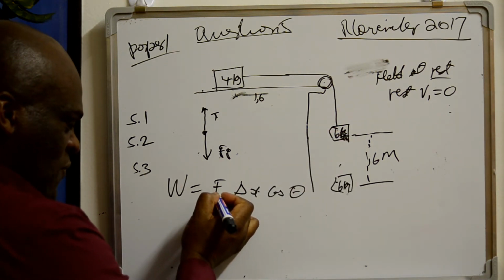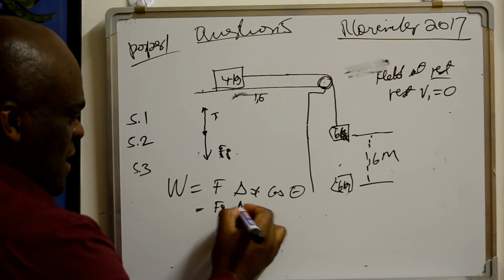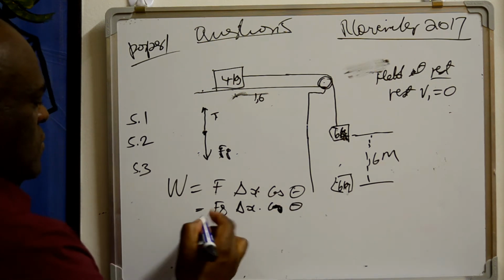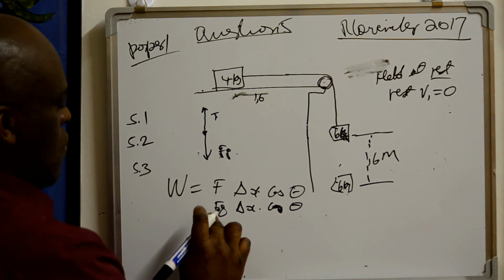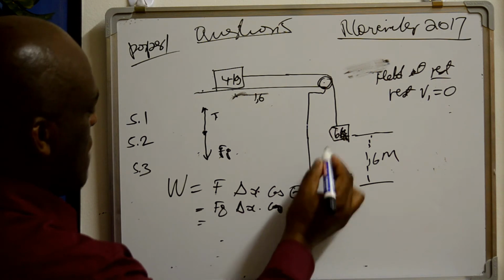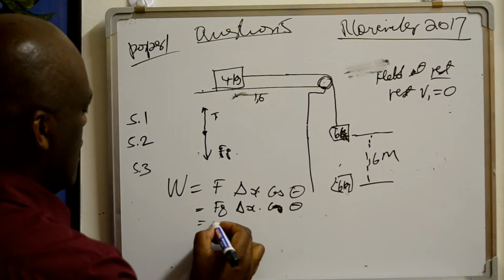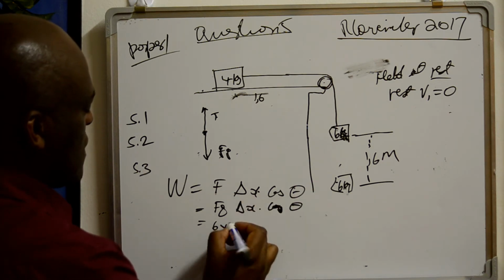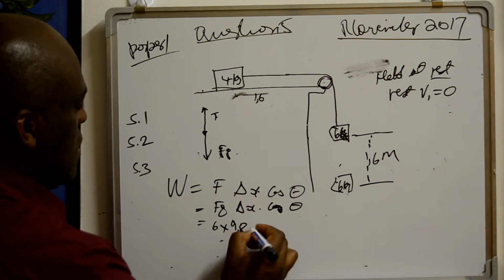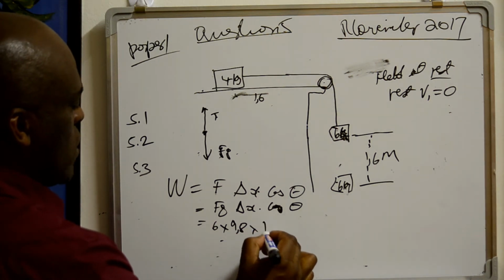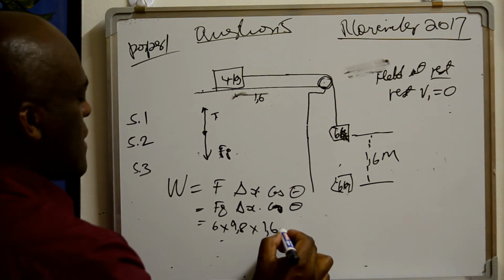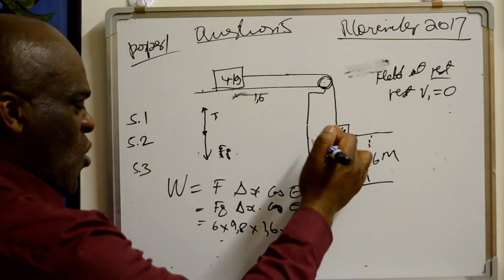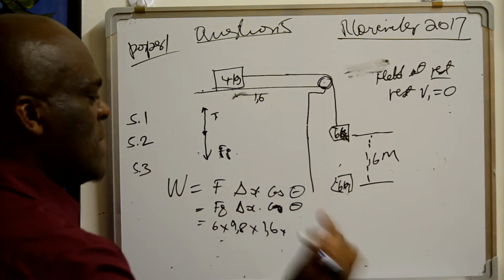Substituting F, it's Fg, then delta x cos theta. What is the force of gravity? It is mg. What is my mass here? It's 6 times, what is my gravity? 9.8. What is my delta x? Times 1.6.